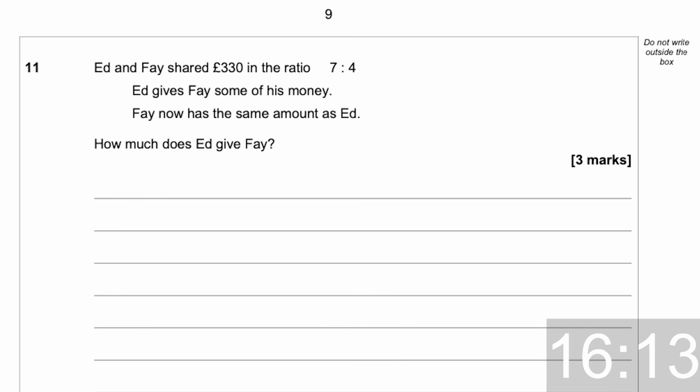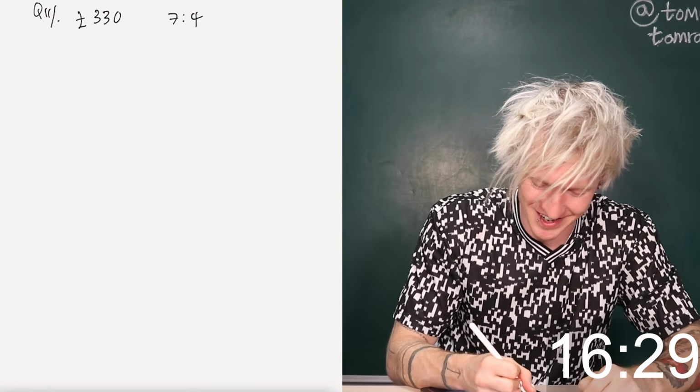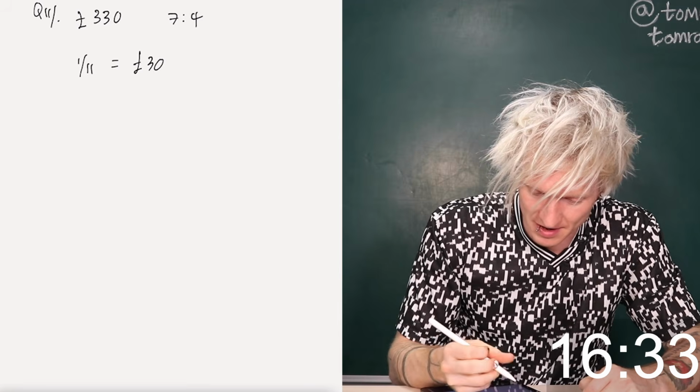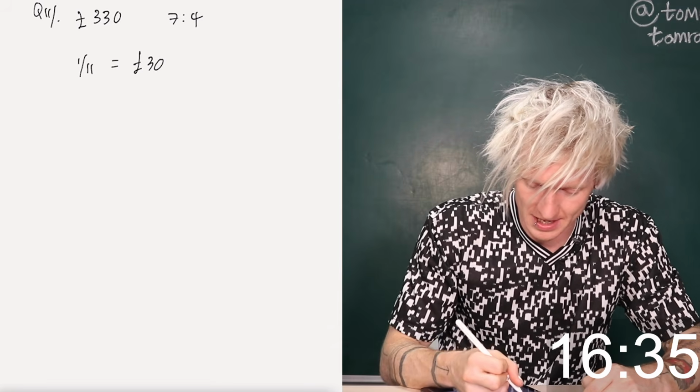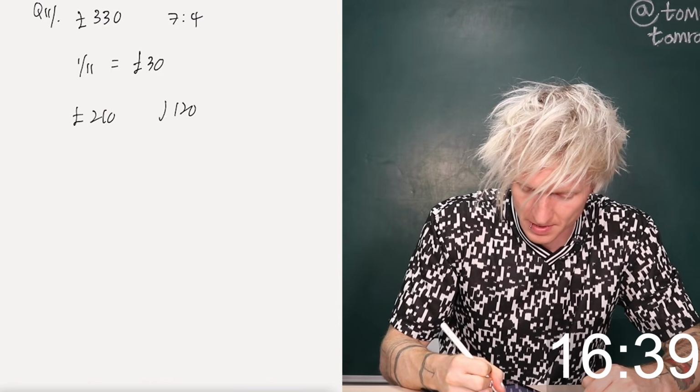Okay, question 11. Ed and Faye are sharing some money. Lucky Ed and Faye. Right, question 11. So they're sharing £330 in the ratio 7 to 4. So we need to know 11ths of it. So nice, 1/11 equals £30. So therefore 7/11ths is going to be £210 and the remainder will be £120.